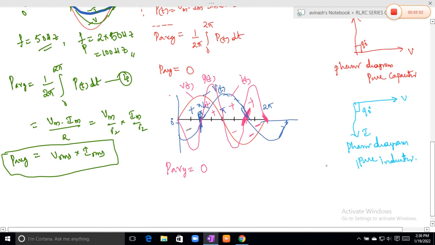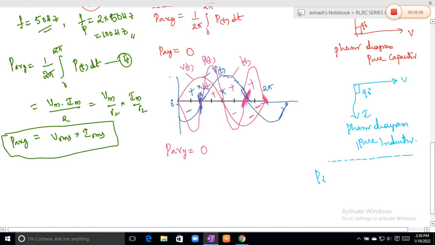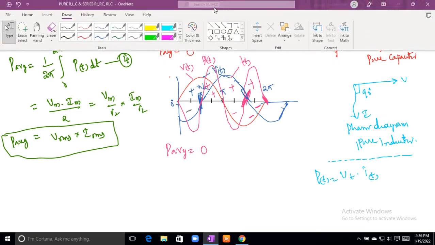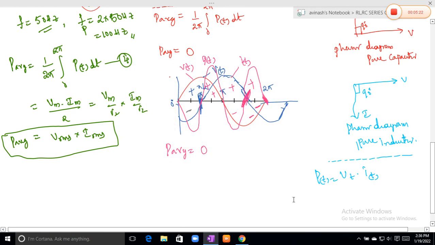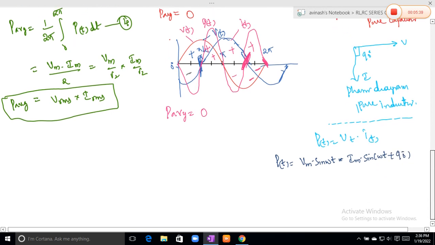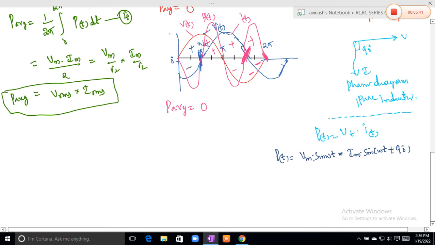Now coming back to the question, how to find the power? Power P of t is nothing but V of t into I of t. What is V of t? V of t is Vm into sine omega t. What is I of t? Im into sine of omega t plus 90 degrees.